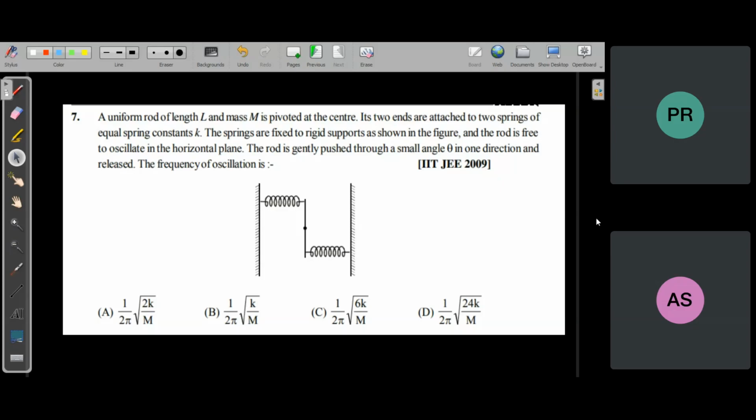You can ask your doubt. This JE 2009 question.